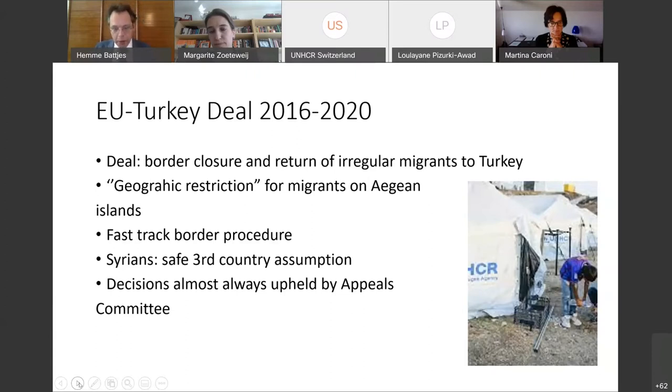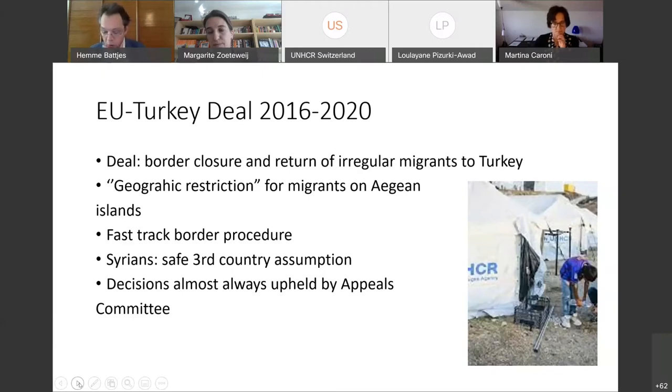So what we had there in practice was also a sort of excised territory, the Aegean islands, where, apart from the poor reception conditions themselves, there was no meaningful way to apply for asylum in Europe. So what we see is that the border is not as clear a concept as it used to be, or as it seemed in 1951. It has more become a sort of gray zone, or scattered over the country in functional terms.